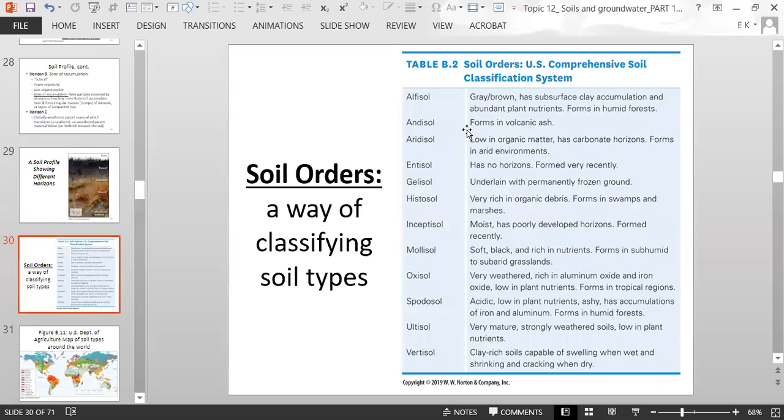Then we have something called soil orders, and this is how we classify soil types. So here are different words. These are the soil order names, and then these are the descriptions of those types of soils. So like an alfisol is a gray-brown soil with a subsurface clay accumulation and abundant plant nutrients. It forms in humid forests.